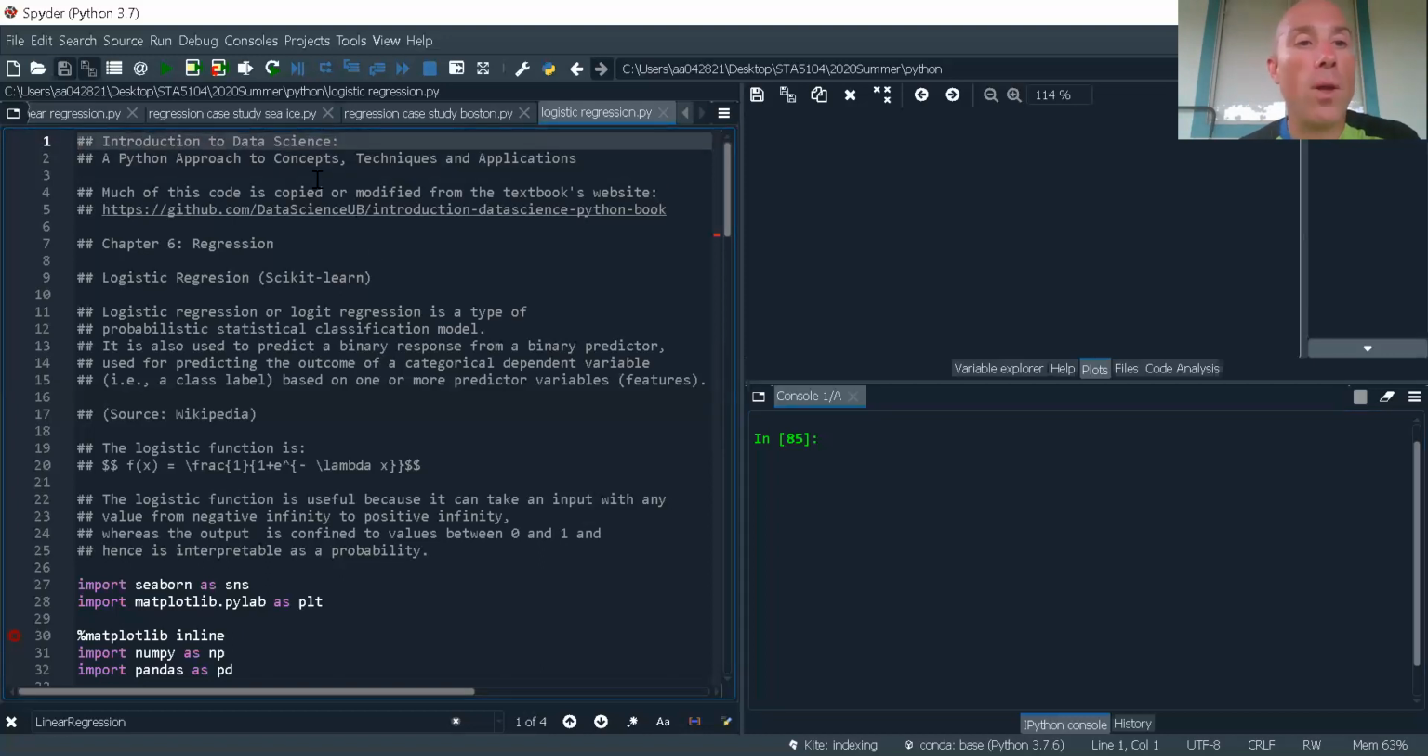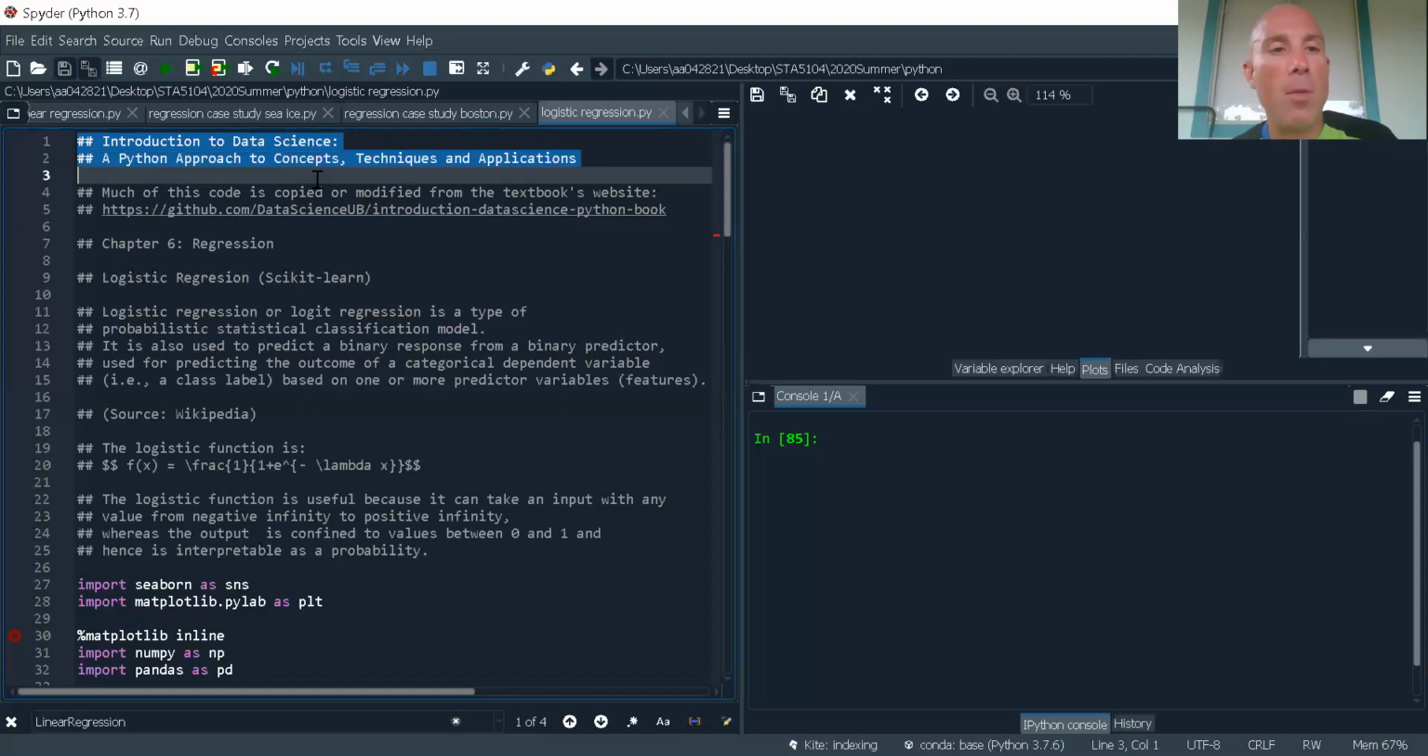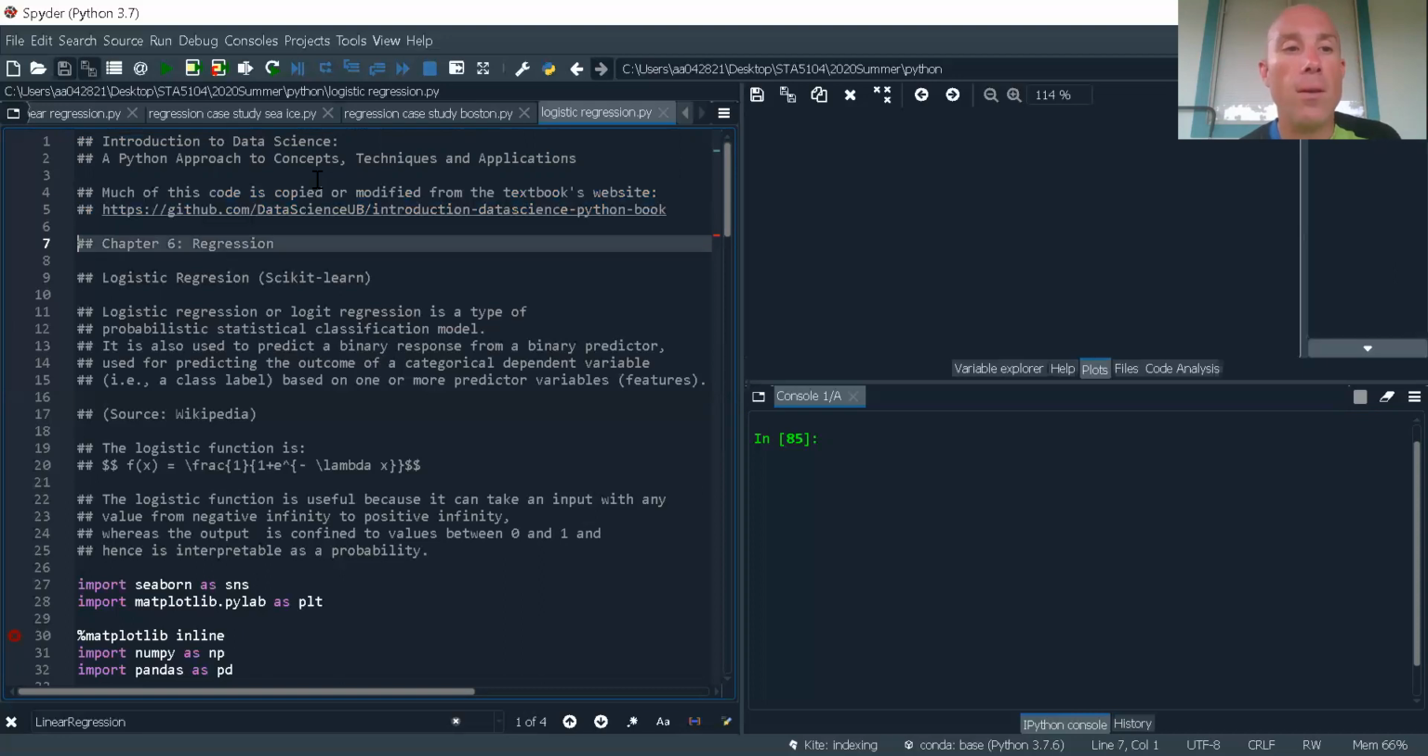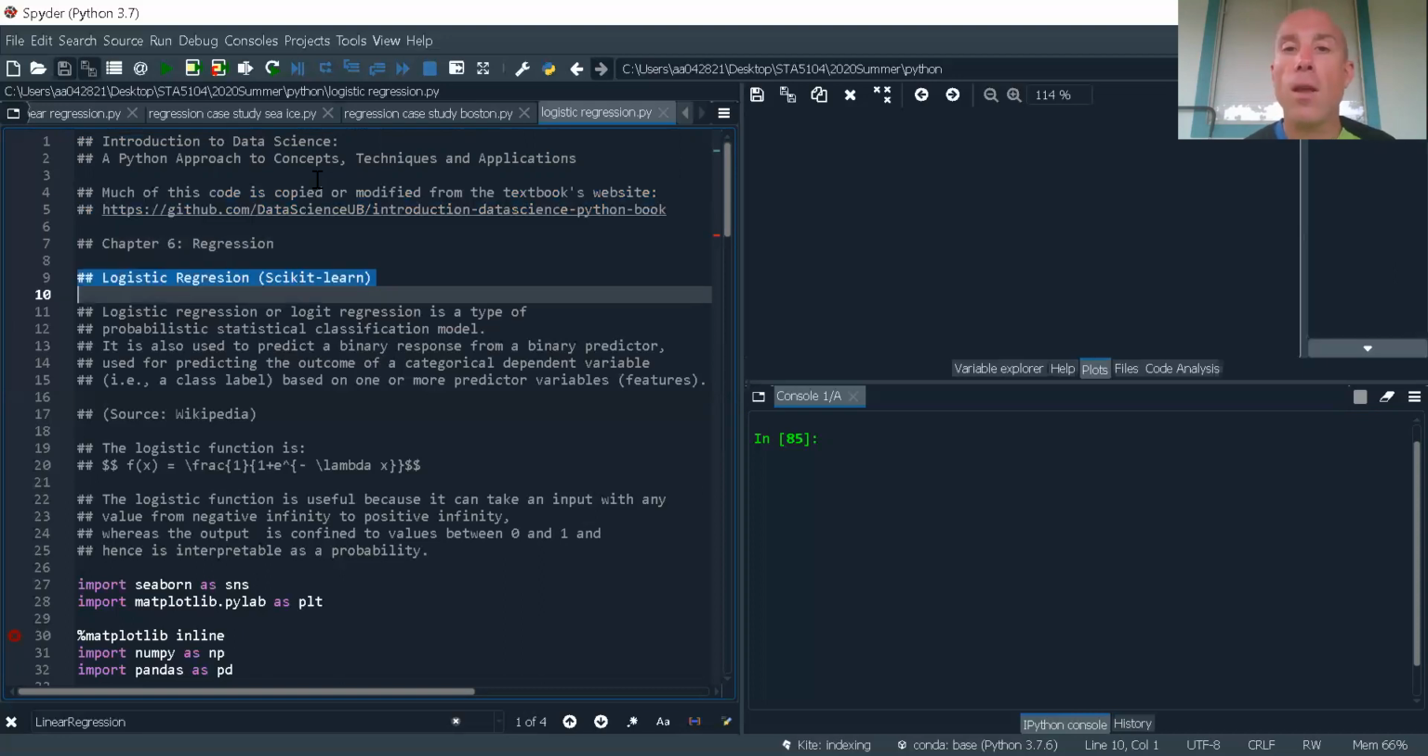What we're going to do is use the book Introduction to Data Science: A Python Approach to Concepts, Techniques, and Applications. Here is the GitHub website, which includes the code that we're going over today in chapter 6. We're doing logistic regression, and we're getting this from the scikit-learn package.